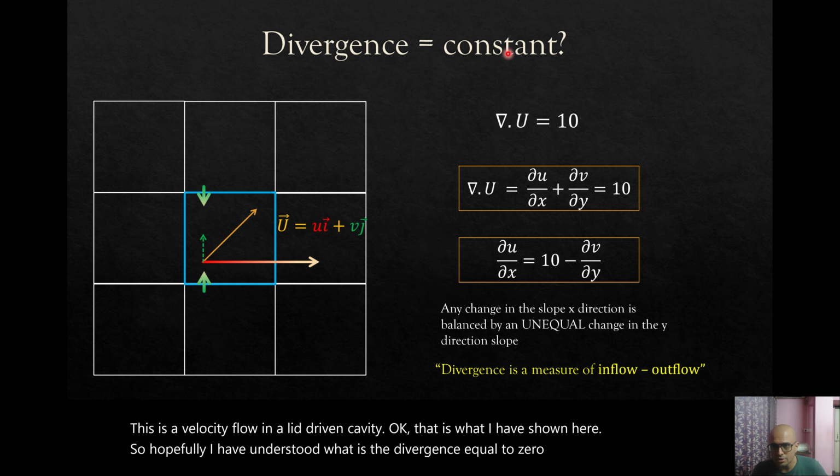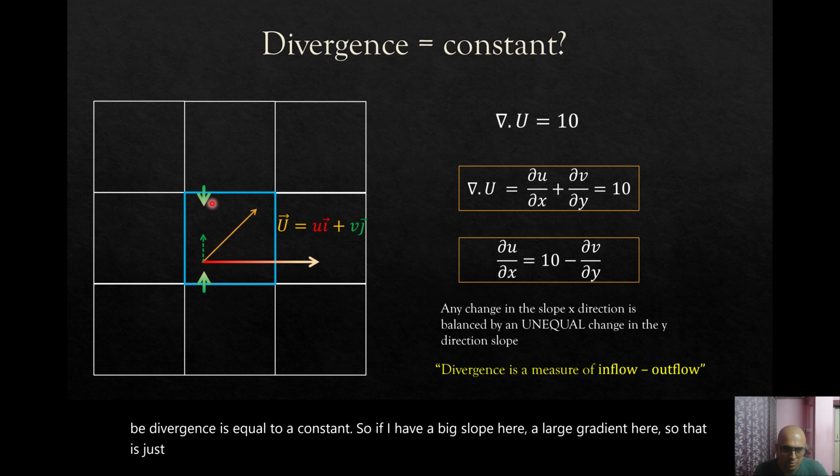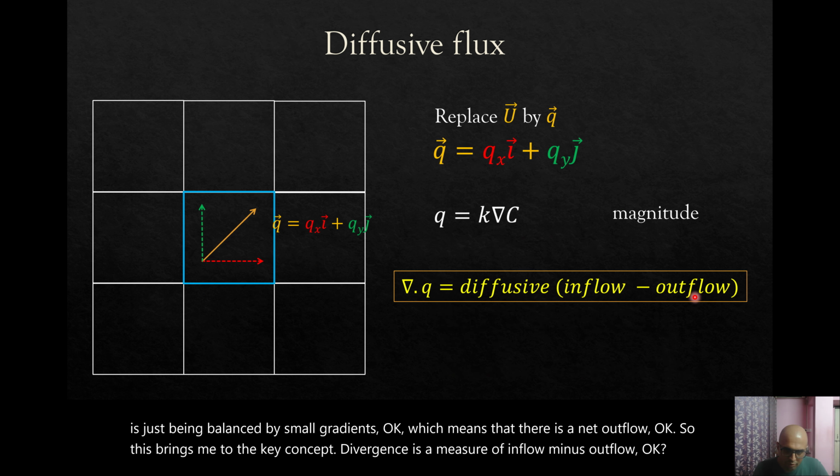So what would divergence equal to a constant be? If I have a big slope here, a large gradient here, that is just being balanced by small gradients, which means that there is a net outflow. Okay, so this brings me to the key concept. Divergence is a measure of outflow minus inflow. Okay, so this is what we wanted to understand.